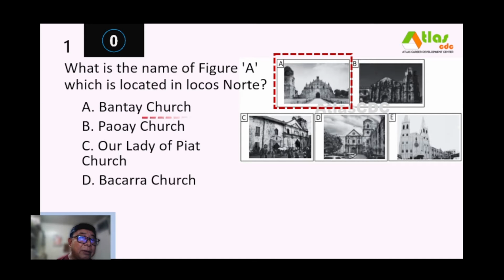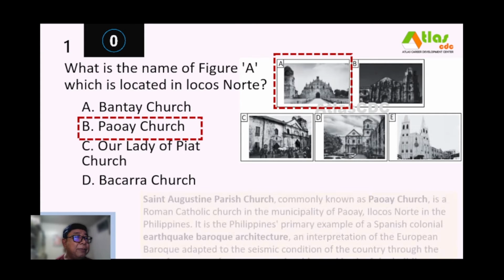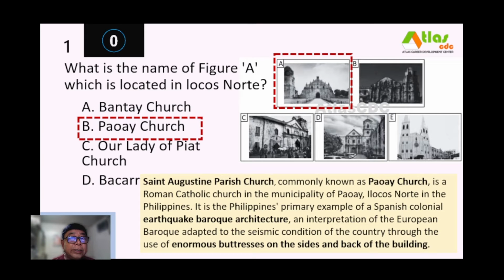And our correct answer is letter B, Paoay Church. St. Augustine Parish Church is commonly known as the Paoay Church. It is a Roman Catholic church in the municipality of Paoay, Ilocos Norte in the Philippines. It is the Philippines' primary example of Spanish colonial earthquake Baroque architecture, an interpretation of the European Baroque adapted to the seismic condition of the country through the use of enormous buttresses on the sides and the back of the building.